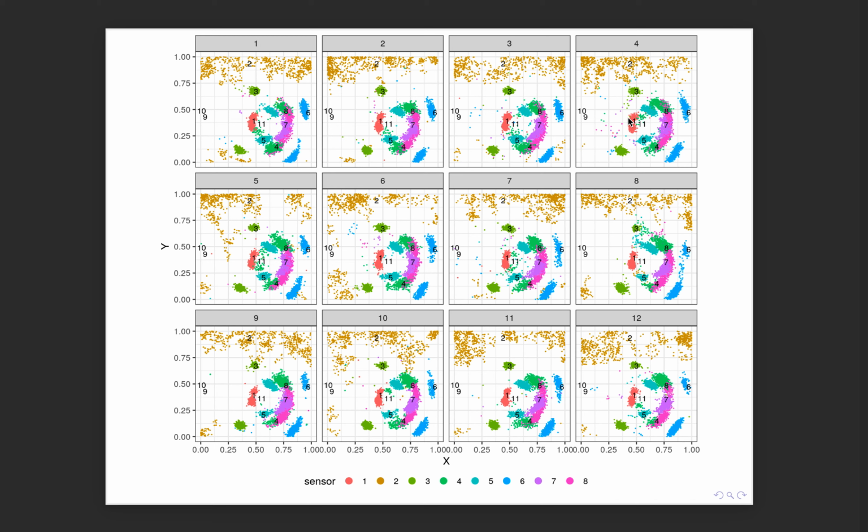The estimated marginal distributions for the 8 unknown sensor locations are shown in this figure. The real locations of the sensors are marked by the numbers on the plot. You can see that the distribution is clearly bimodal. For example, the estimated locations for sensor number 3 is on this area and on this area.